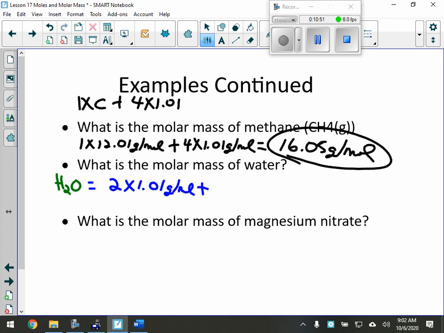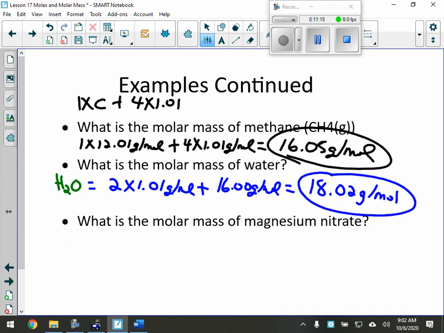And oxygen, we need an oxygen, right? What's oxygen? 16. So I'm just going to add on 16 grams per mole, okay? Make sure you use units as well, please, okay? So when we add all this up here, we should get what, 18.02 grams per mole. Make sure you have units here, 18.02 grams per mole.